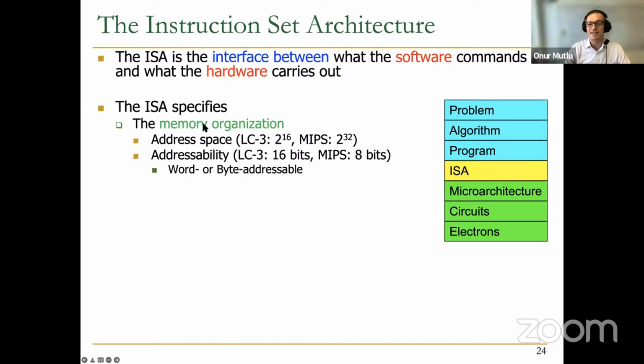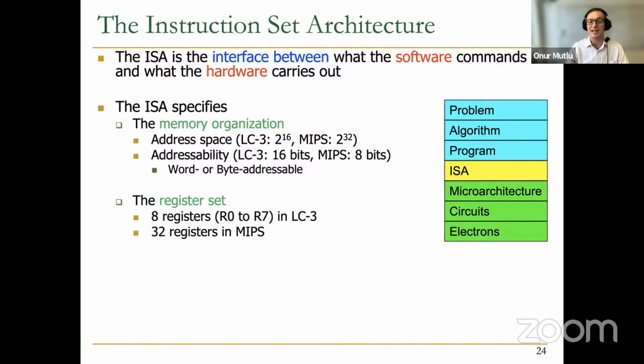So the ISA, as we discussed, specifies the memory organization. We said address space, addressability, and we looked at different ways of addressability, like word addressable. LC3 was word addressable. MIPS is byte addressable, as you can see. Address spaces are also different. Today's address spaces are actually much larger. In lecture 25, we will cover virtual memory when we talk about address spaces on the order of, let's say, 2 to the 64, for example. So it's going to be very interesting. ISA specifies this.